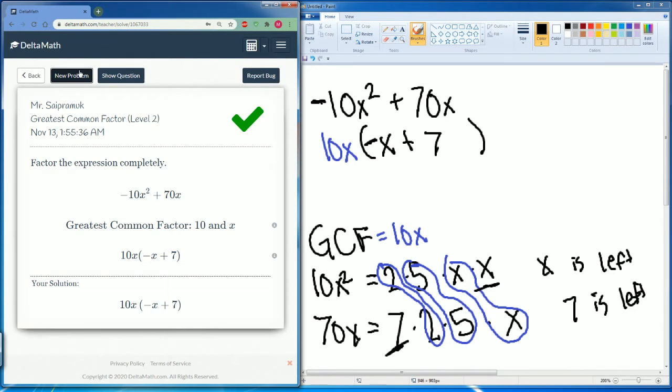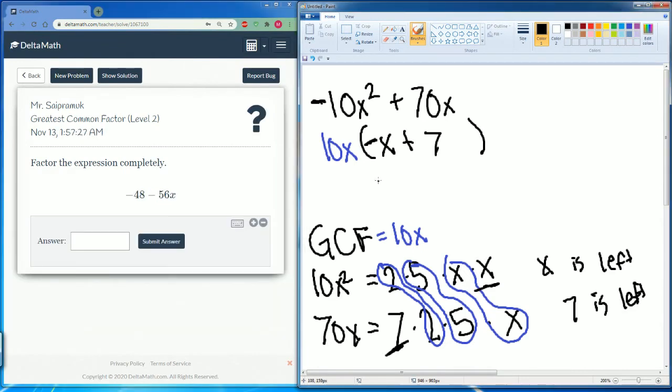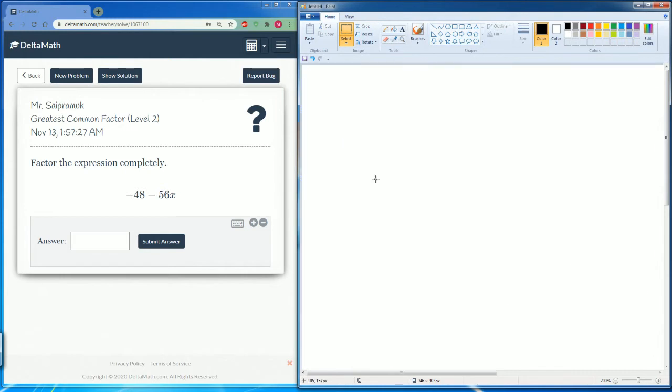Yep, good job. All right, let's do this problem. Okay, we have, oh, that's a weird number, negative 48 minus 56x. So let's find the greatest common factor. Negative 48, that's interesting. Negative 48 can be broken down into what?